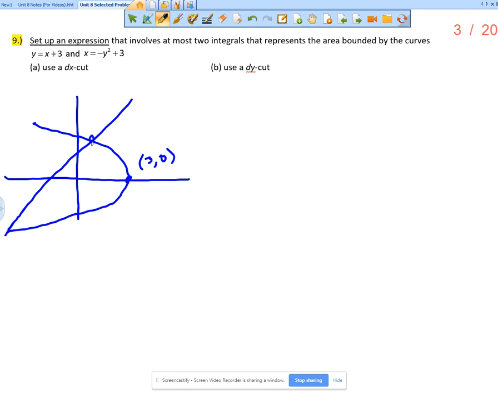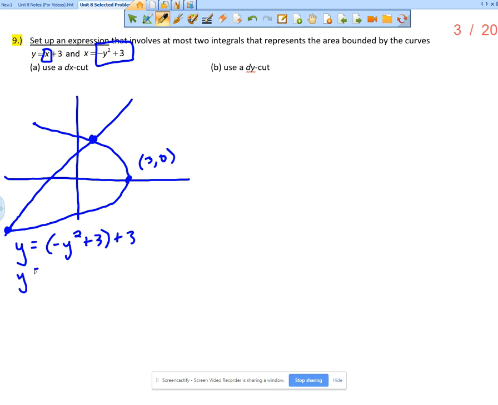Now we need to know these 2 points of intersection. So I have to have some method of solving those. What I'm going to do is take x out of the first equation and put what x is equal to into that equation. So I get that y is equal to negative y squared plus 3 plus 3. Everyone okay with that?